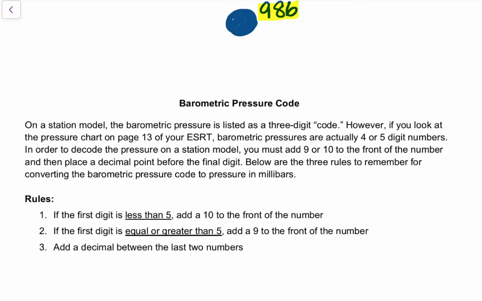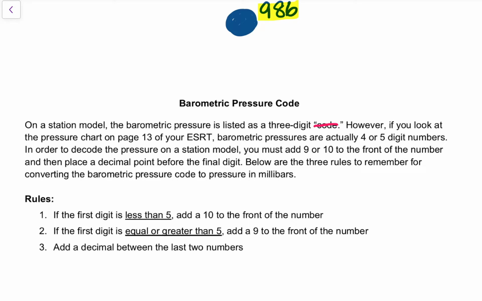On a station model, the barometric pressure is listed as a 3-digit code. However, if you look at the pressure chart on page 13 of your ESRT, barometric pressures are actually 4 or 5-digit numbers. In order to decode the pressure on a station model, you must add a 9 or a 10 to the front of the number, and then place a decimal point before the final digit. Below are 3 rules for remembering how to convert the barometric pressure code to pressure in millibars.